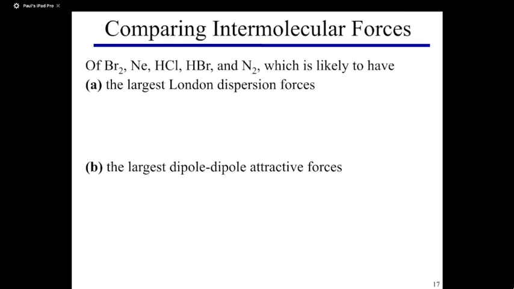All is well and good in the world until you get to a real problem. This is the kind of problem that you have. Now, it's all abstract up to this point in time. Here we go. Which one of these has the largest London dispersion force? Talk with your neighbor. What do you think?